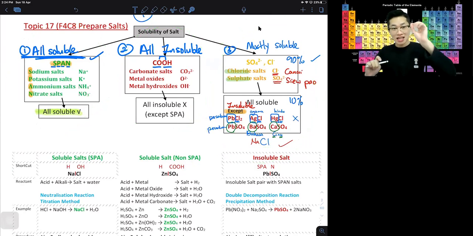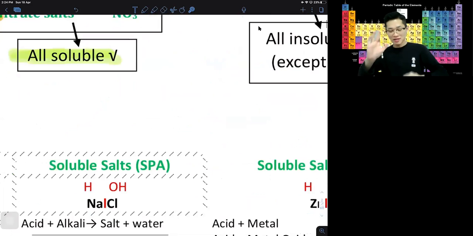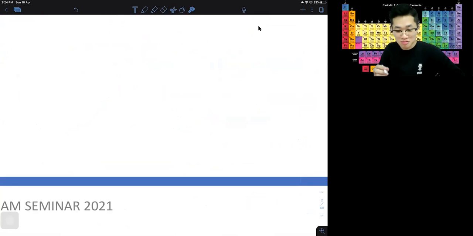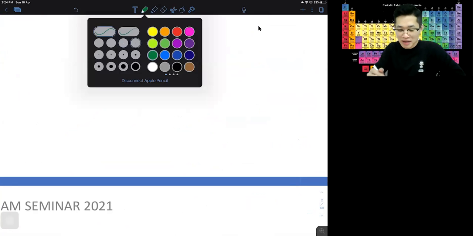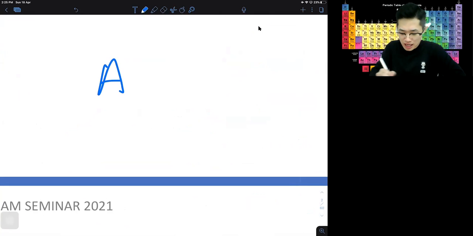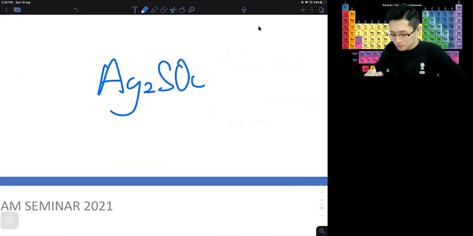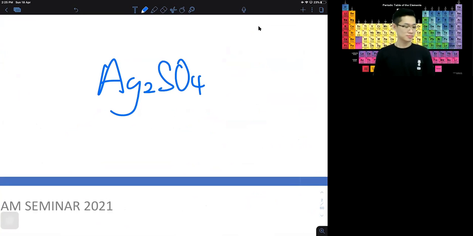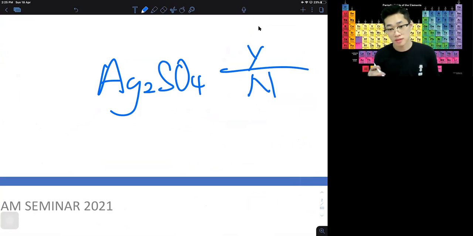All right, let us try a few examples. I give you an example. You tell me soluble or insoluble. Of course, you can refer back to the notes if you want. Okay, so let's say, first one, Ag2SO4. Soluble or not? You can type Y or N. Soluble or not? Okay, I see different answers.